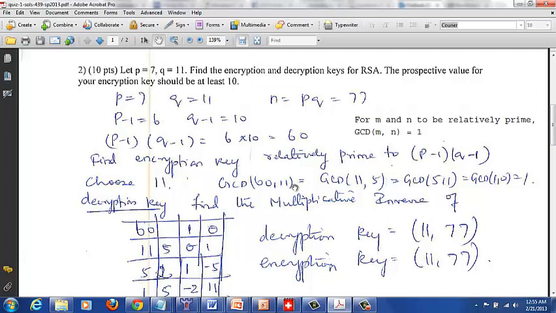Now use Euclid's algorithm: GCD of 11 comma 60 mod 11. 60 mod 11 is 5, and this is equal to GCD of 5 comma 11 mod 5, which is 1. GCD of 5 comma 1 is GCD of 1 comma 5 mod 1, which is 0, and GCD of 1 comma 0 is 1. So they are relatively prime. So we have found the encryption key, which is 11 comma 77.